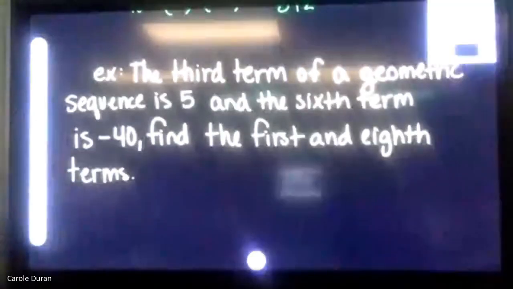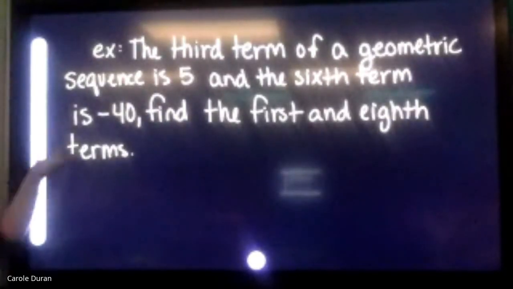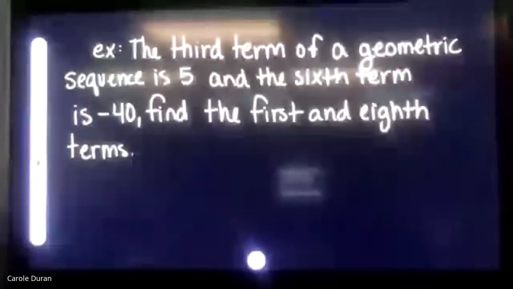So this particular example tells me that the third term of my geometric sequence is 5, and the 6th term is negative 40. It then asks me to identify the first and the 8th terms of this respective sequence. So I already know it's geometric, so once I find my common ratio, I can deduce that that applies to every set of consecutive terms in the sequence. And I just need to find the common ratio and find my first term, and I can find what it's asking me for, right? Anybody have an idea of how we're gonna do this?